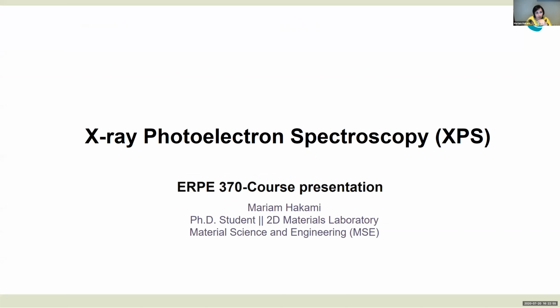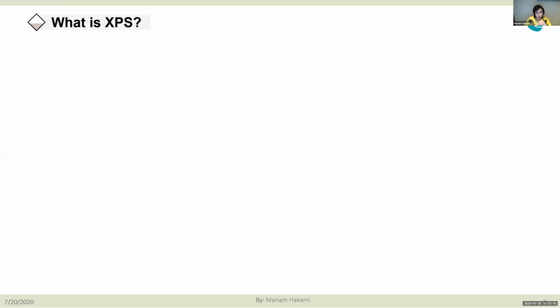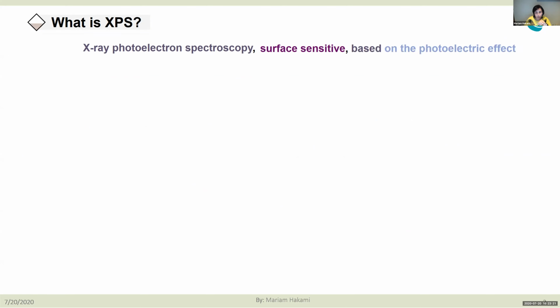Okay, hello everyone. I will be presenting X-ray photoelectron spectroscopy today. Here's the presentation outline. We will do a little introduction, then some examples, then some details about the XPS manufacturer and specification, and finally a summary of all. So what is XPS? It's a shortcut for X-ray photoelectron spectroscopy. It's a surface sensitive tool based on the photoelectric effect.